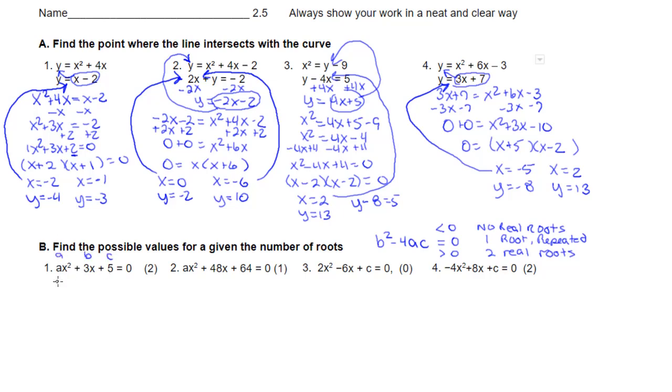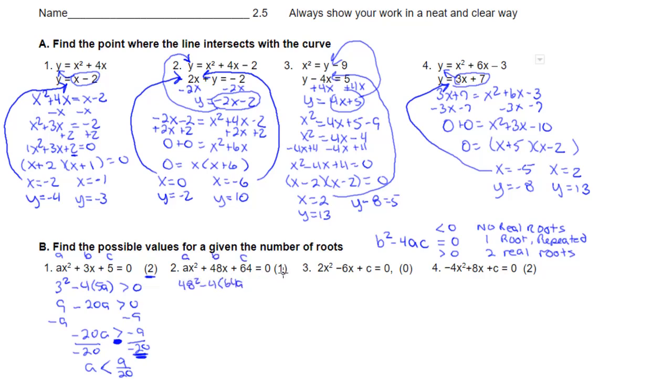So in problem number 1, we've got a, b, and c. We've got 3 squared minus 4 times 5a is going to be greater than 0. That's going to be 9 minus 20a is greater than 0. We subtract 9 on both sides. Divide by -20. Keeping in mind when we divide by negative, we've got to reverse the inequality sign, giving us a is less than 9/20.